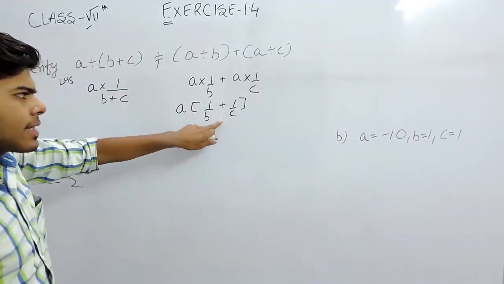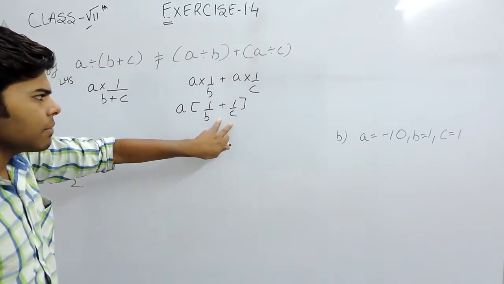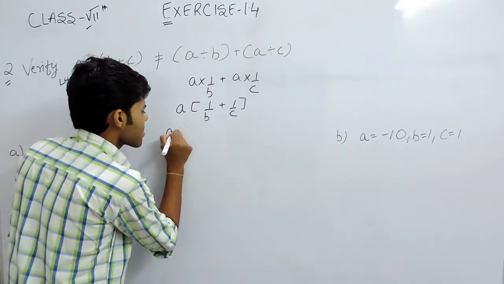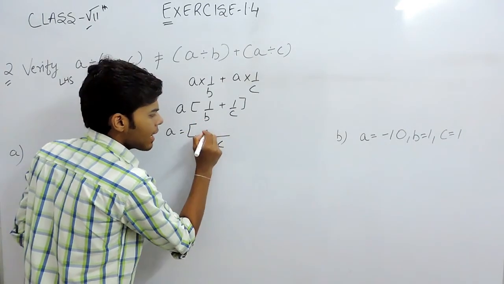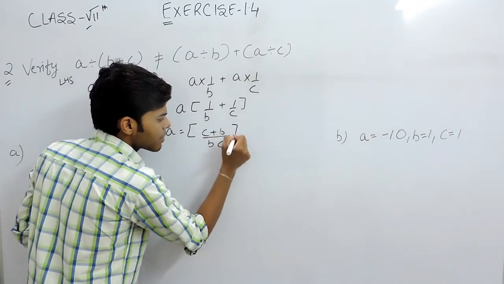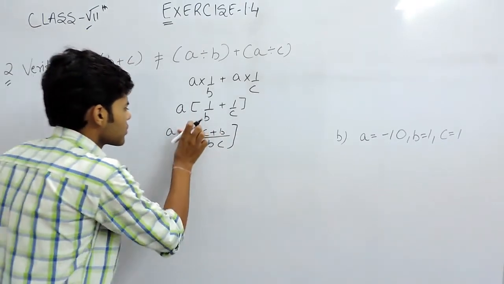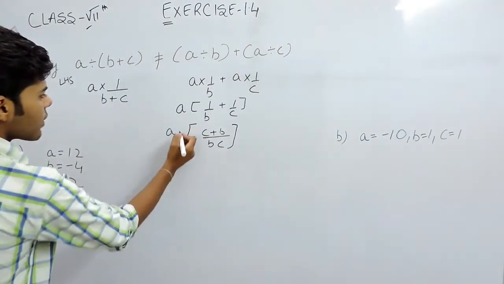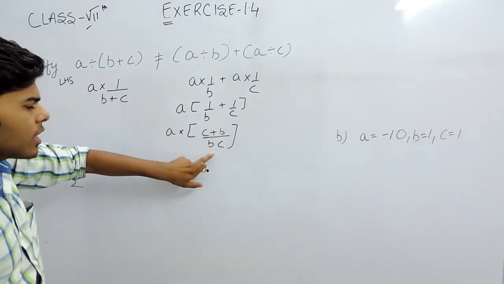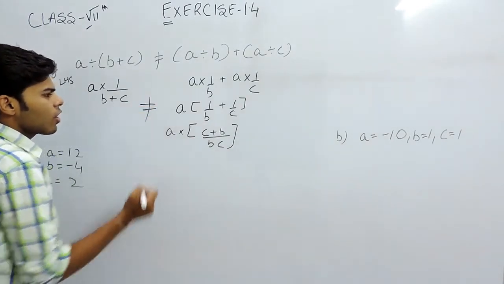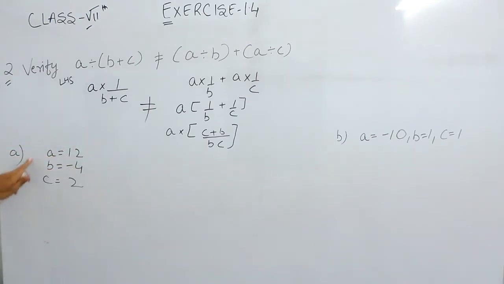So you can take the LCM. BC is the LCM, then c plus b. So this will be there. Are they equal? a upon b plus c, and this is equal? This is not equal. So they also cannot be equal.